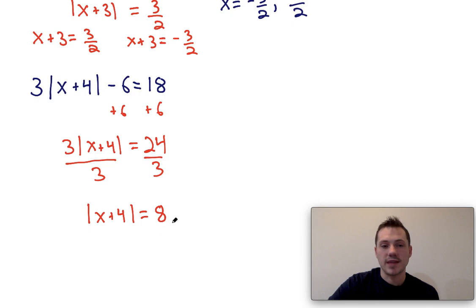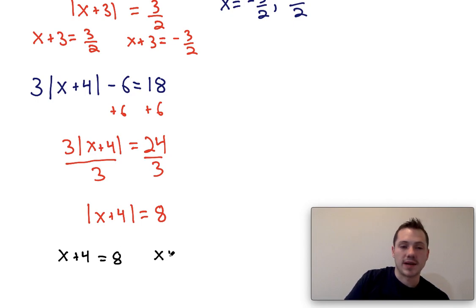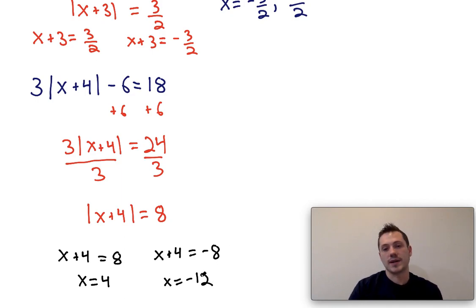Now, in order to get rid of the absolute value sign, we have to set it equal to the positive right-hand side as well as the negative right-hand side. So we would have x plus 4 is equal to 8, and we would also have x plus 4 is equal to negative 8. Subtracting 4 from both sides, we would get x equals 4 for this equation, and x equals negative 12 for that equation.